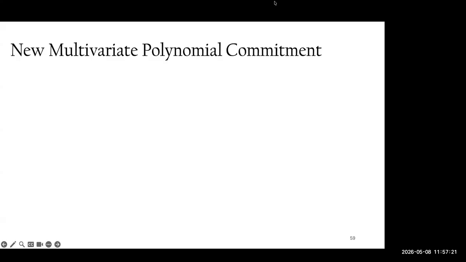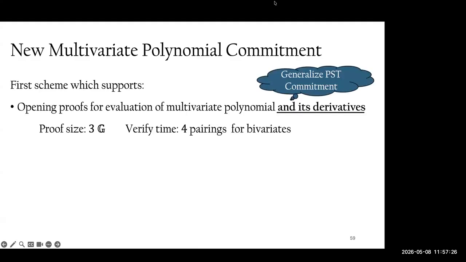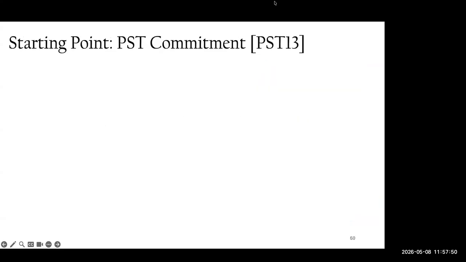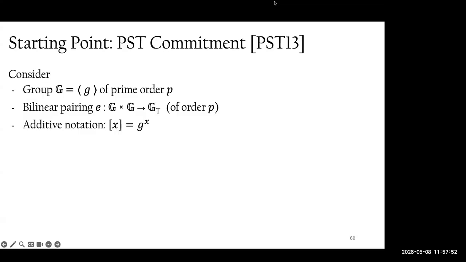This is a new multivariate polynomial commitment scheme, which has efficient opening proofs for the evaluation of a multivariate polynomial and its derivatives. For example, for bivariates, for first derivatives, the proof size is just 3 group elements, and we just need 4 pairings to verify. We have an efficient batch opening algorithm to compute all opening proofs. We generalize Kuropatkin-Feist to multivariates for this. And lastly, we have an efficient way to locally correct opening proofs, which is important for repair. I will try to cover this if possible.